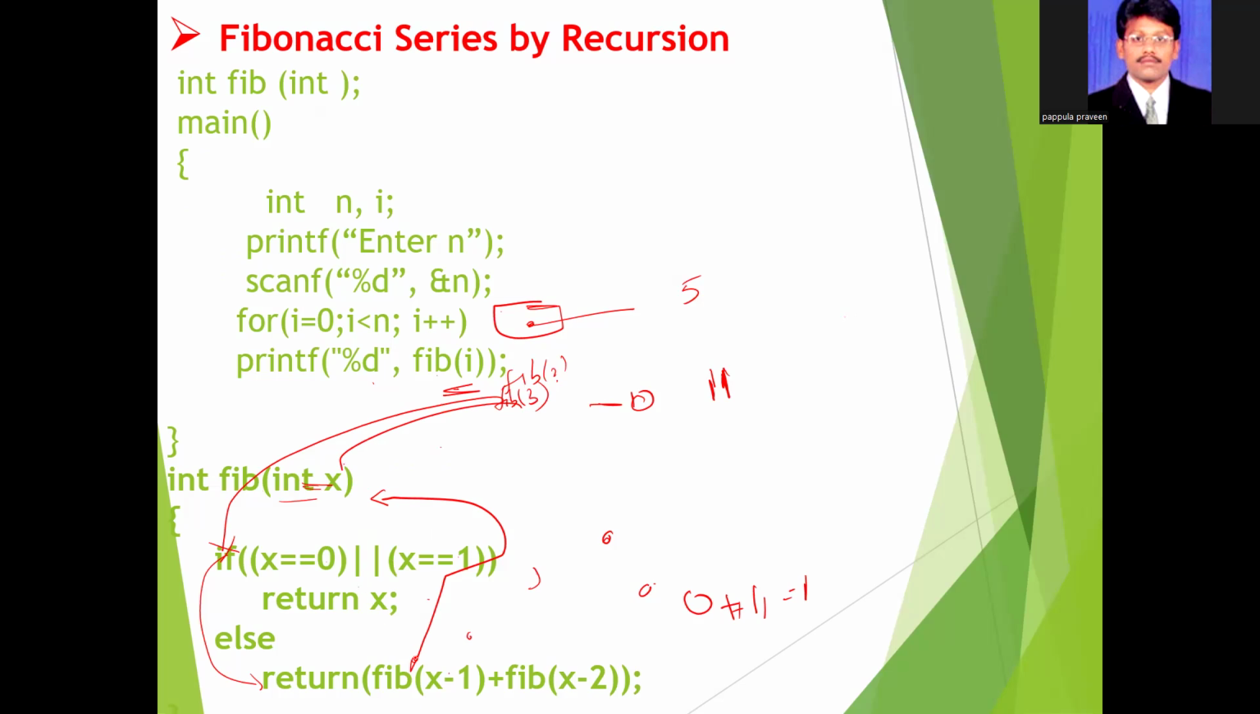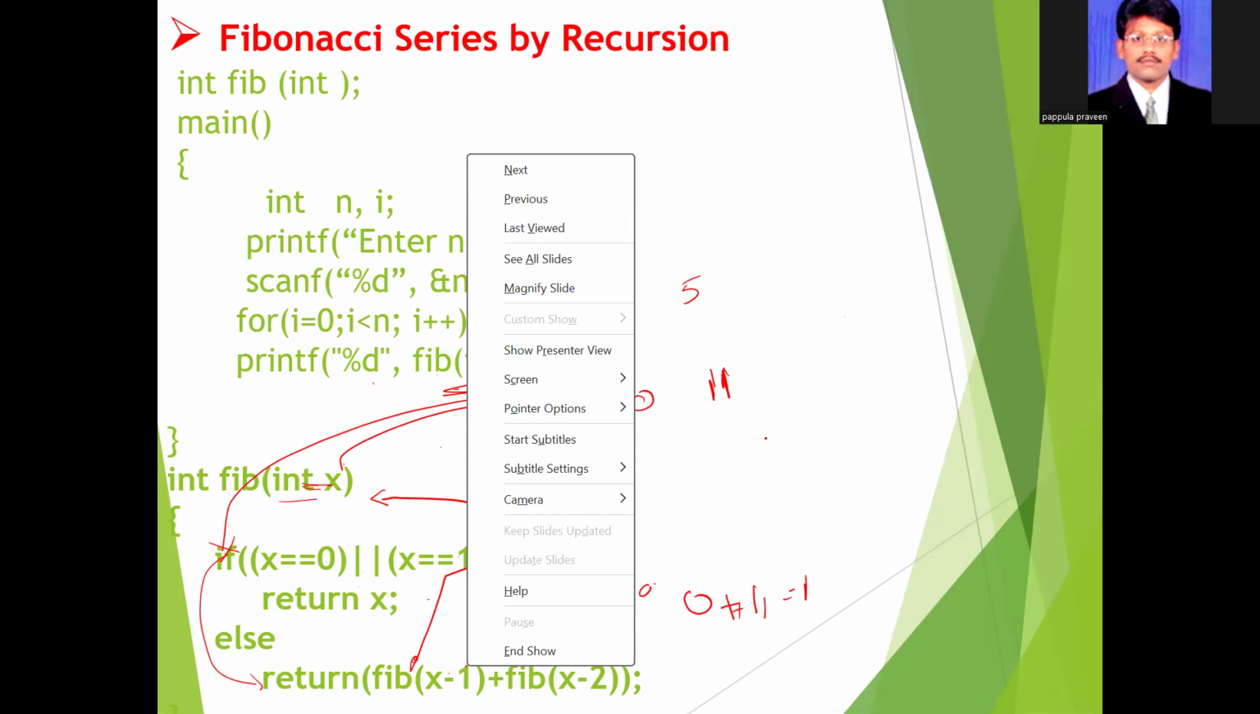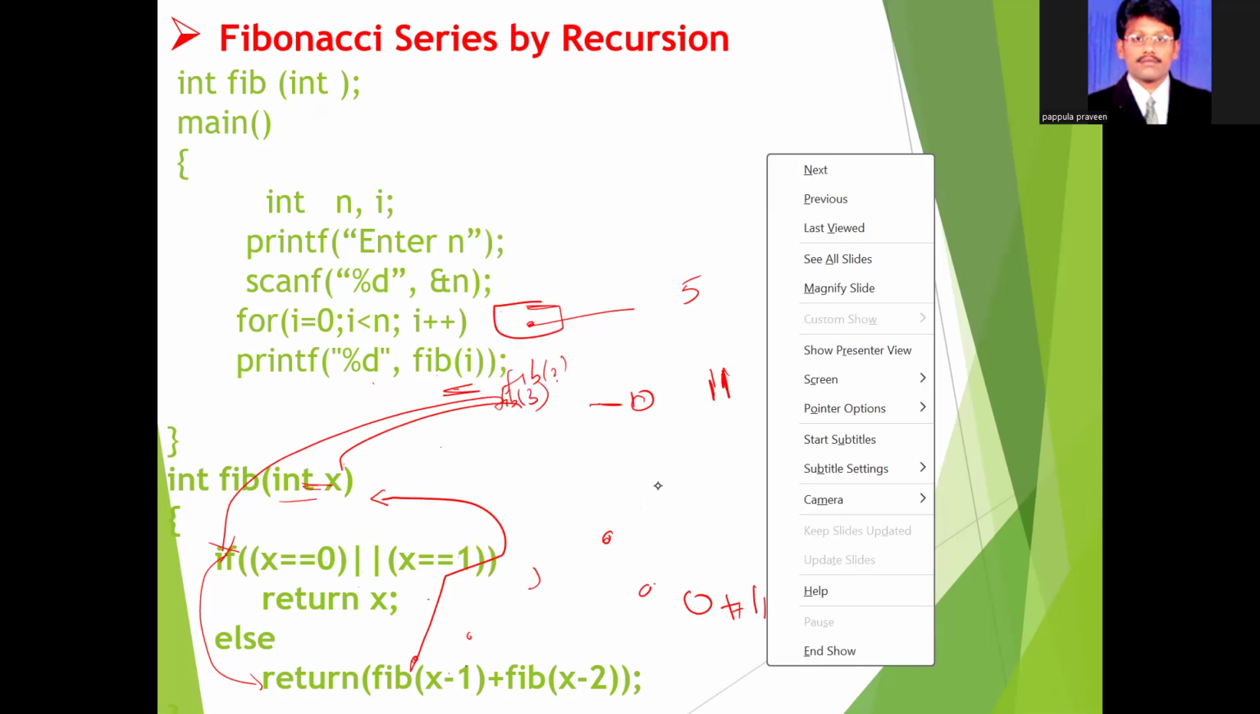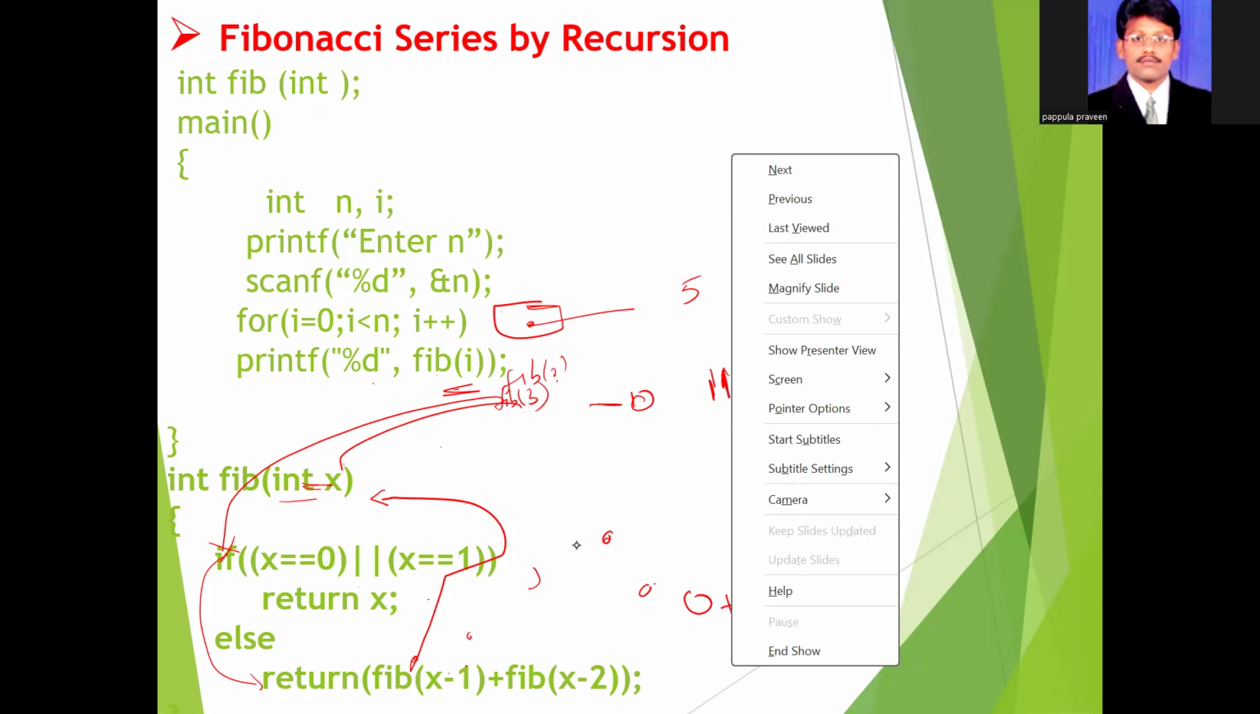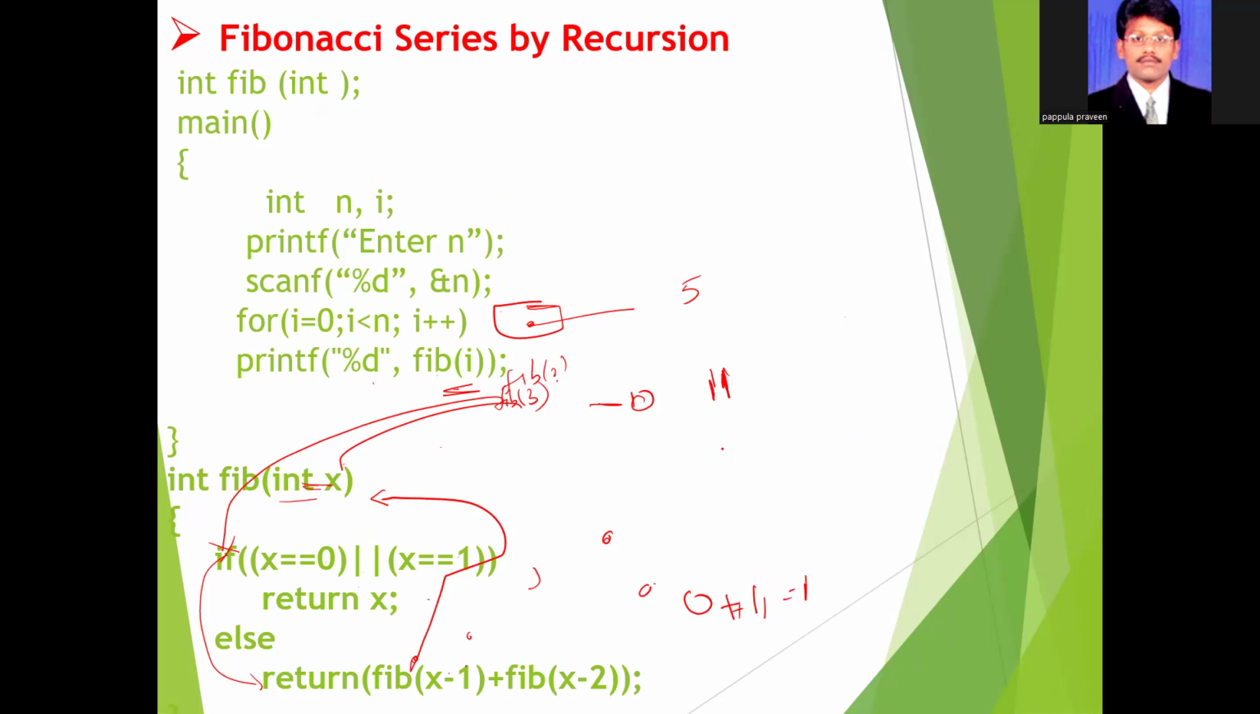Now it is not equal. Fib of 3 minus 1, fib of 2. What is fib of 2? Already we have a value, fib of 2, 1. Right? And next, fib of 3 minus 2, 1. Now what is the value? 1 plus 1, the value is 2.